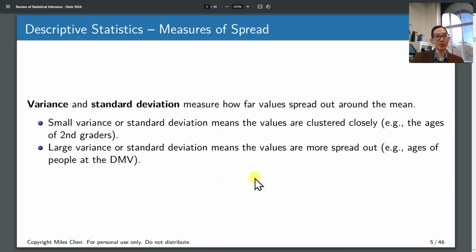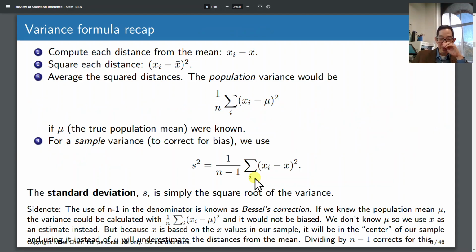7 years old, 8 years old in second grade, not a lot of spread, okay? Whereas large variance or large standard deviation means the values are a lot more spread out. So if you think of going to the waiting room at the DMV, where you have teenagers and adults and seniors and babies and children, and you got all kinds of ages in there, you're going to have large variance or large spread there, okay?